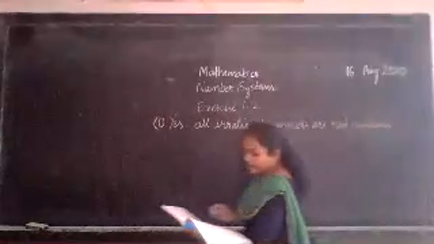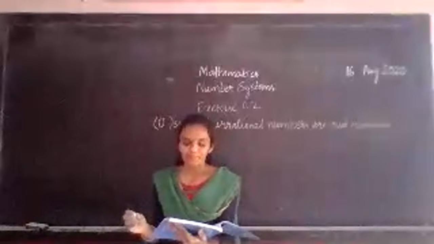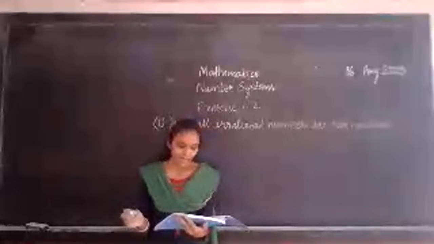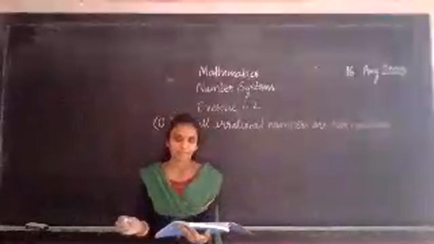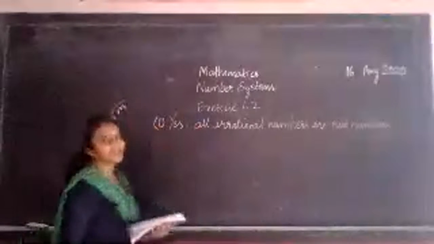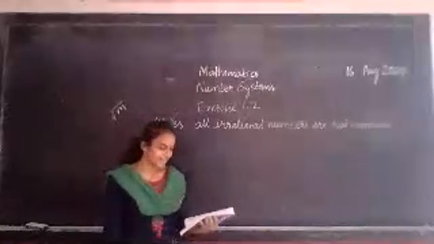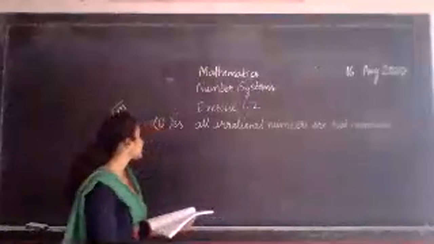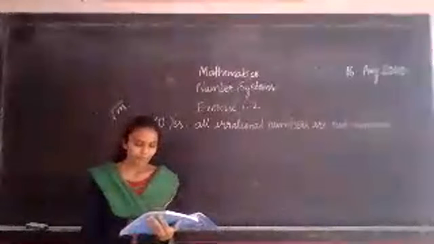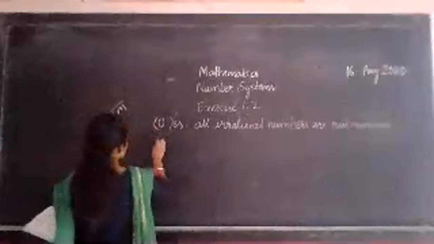Then the next question: every point on the number line is of the form root m, where m is a natural number. Is the statement correct? Is every point on the number line of the form root m where m is a natural number? Yes, the answer is yes.